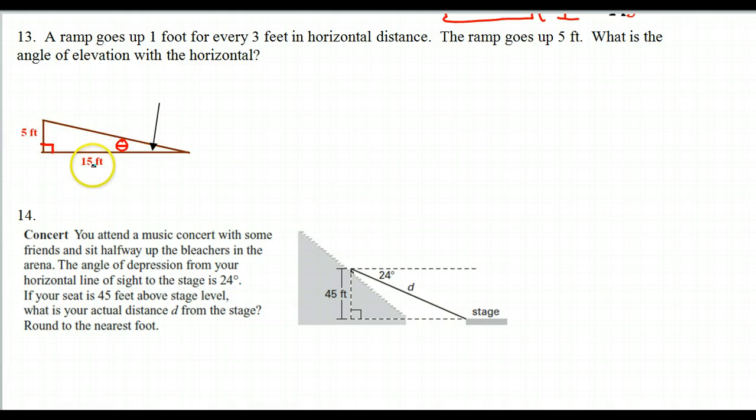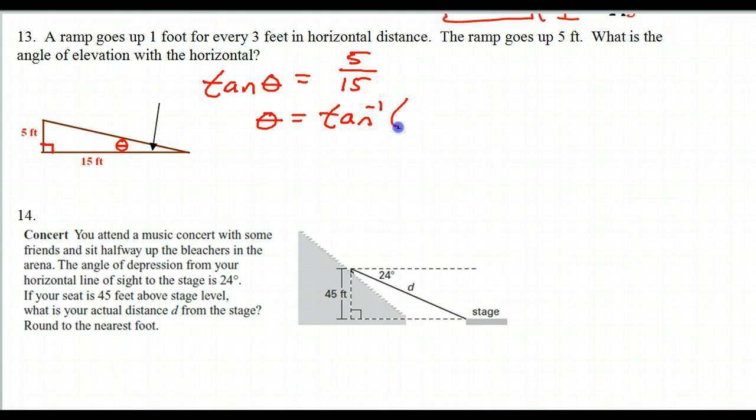5 is opposite, 15 is adjacent. That is the tangent function. So tangent theta will equal 5 over 15, opposite over adjacent. That means theta is going to equal the inverse tangent of 5 over 15. And I can just put that in my calculator. And we find that that angle is 18.4 degrees.